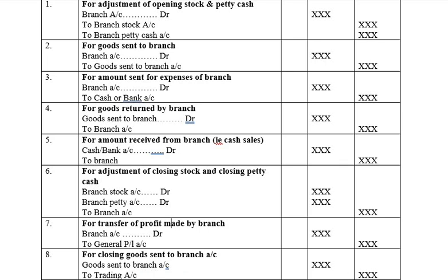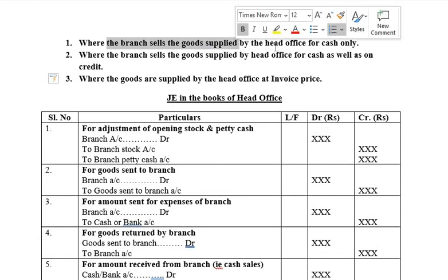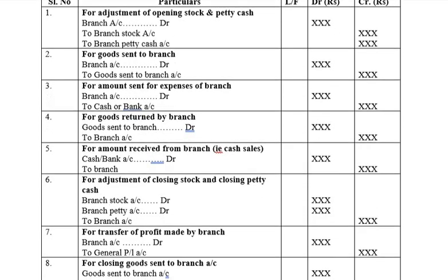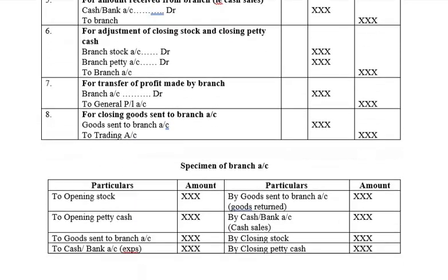Okay, so these are the entries to be passed when the goods are sent by the head office to the branch for cash; these are the journal entries to be passed in the books of head office. All of you write these journal entries so that it becomes easier for you when we are solving the problems. Okay. Now we'll proceed further.